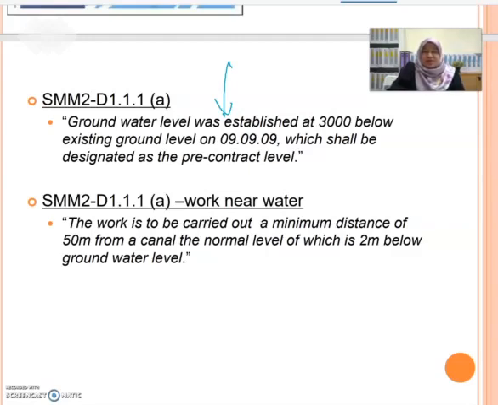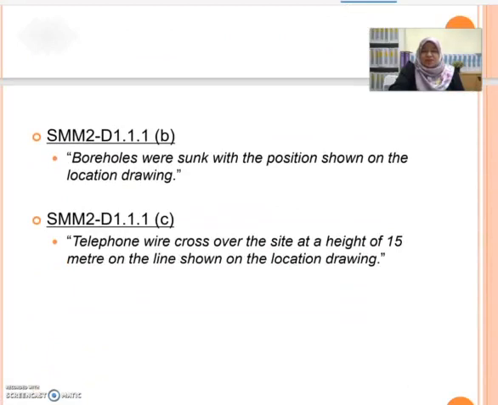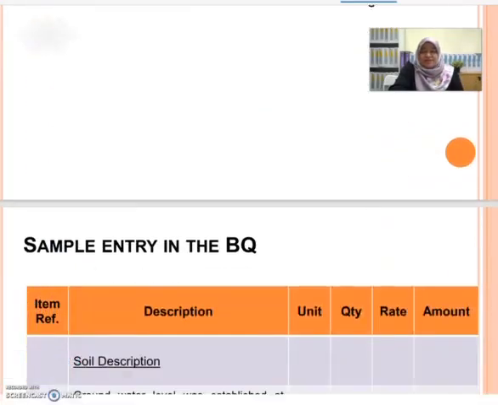For example, groundwater: when it was established, at what level, and the date the reading was taken, whether it is designated as the pre or post contract level. Okay, boreholes, and also for example, here we have a telephone wire crossing over the site at a height of 15 meters, which means you are telling them that there is a disturbance on site that they need to be extra careful about when they are doing their works.